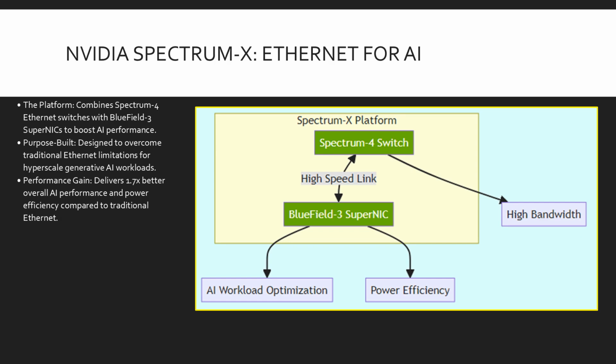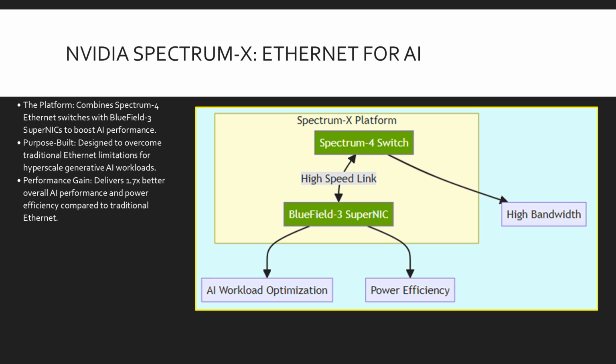This brings us to NVIDIA Spectrum-X, a groundbreaking platform that perfectly illustrates the synergy between switch and DPU. Spectrum-X combines the massive bandwidth of Spectrum-4 switches with the advanced capabilities of Bluefield-3 Super NICs. Traditional Ethernet was built for general compatibility, not the intense, synchronized bursts of AI traffic. Spectrum-X changes that. It is purpose-built to supercharge generative AI clouds. By tightly coupling the switch and the DPU, we achieve up to 1.7 times better AI performance and energy efficiency. The DPU isn't just moving packets, it's participating in the fabric to ensure maximum throughput for AI jobs.